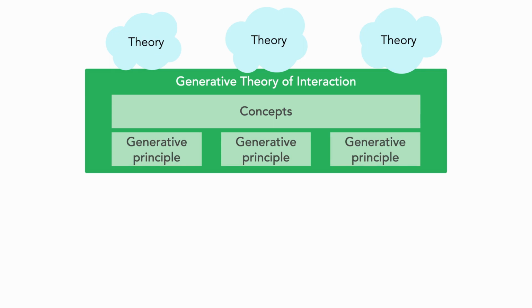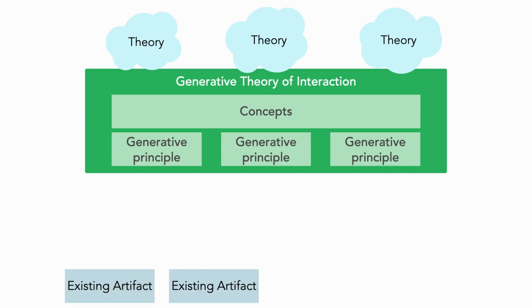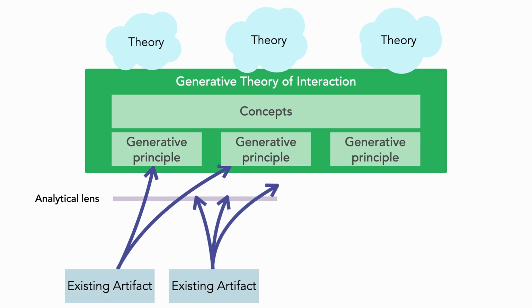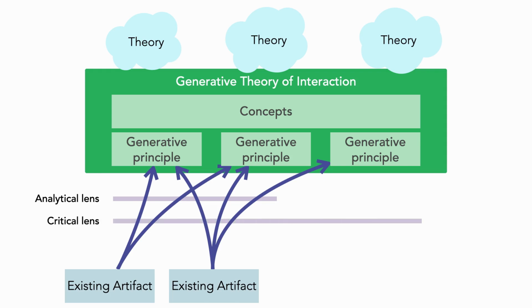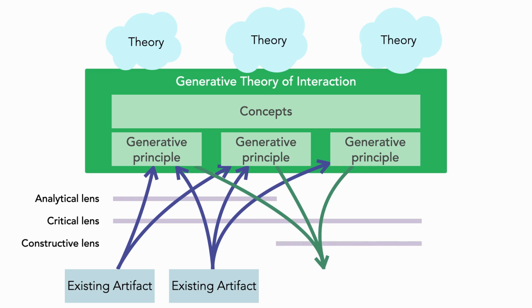We apply three different lenses to these generative theories. The analytical lens starts by observing how users interact with existing artifacts according to a specified set of generative principles, which allows us to understand and compare them. The critical lens lets us identify problems or misdesign opportunities related to those principles. Finally, the constructive lens helps us use these generative principles to come up with new ideas and create new artifacts.